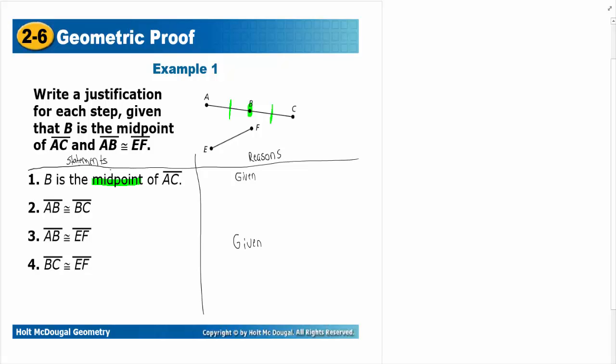Again, you have to use deductive reasoning and say, okay, they just said that B is a midpoint. What can I do with that? Well, I know the definition of midpoint states that if I have a midpoint of a segment, then it breaks the segment into two congruent parts. So at that point I can write down that AB and BC are congruent, and my reason would be definition of midpoint.